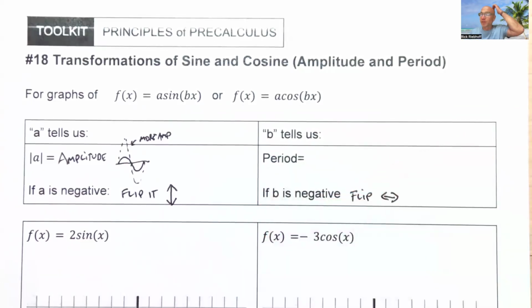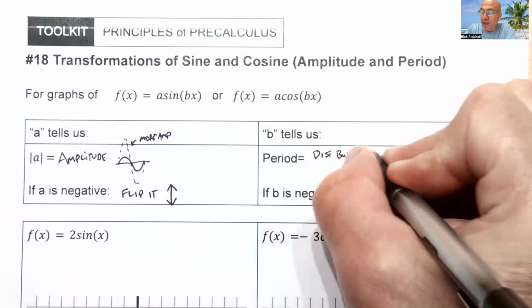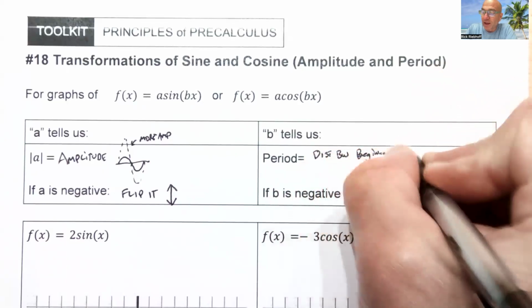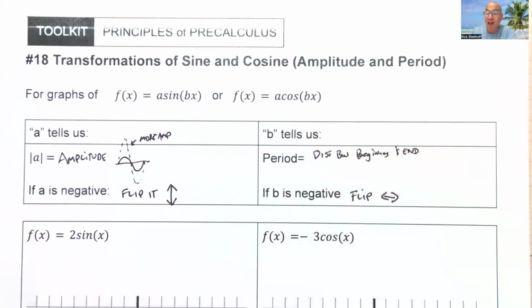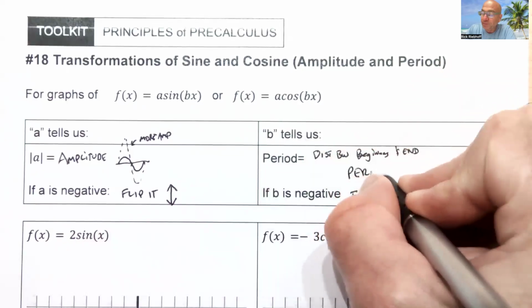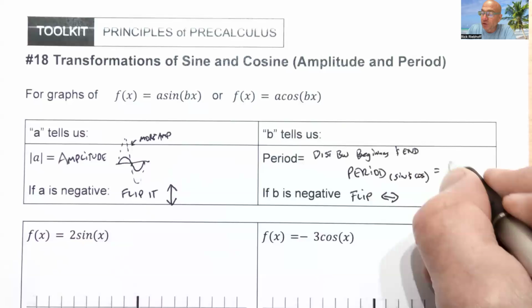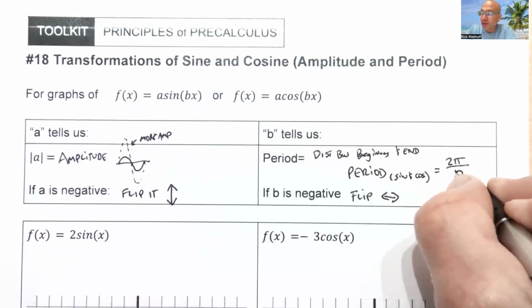So period is how long something takes, right? The period that you're going to be in tomorrow at school could be an hour, could be an hour 15 minutes, could be 50 minutes, right? It's how long it takes from beginning to end. Okay. So period is the distance from beginning to end, from start to finish, right? For us, period for sine and cosine is equal to 2 pi over whatever b is.